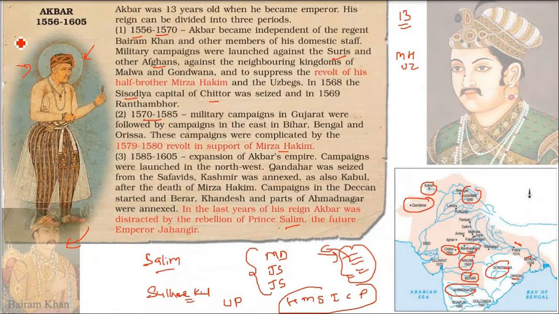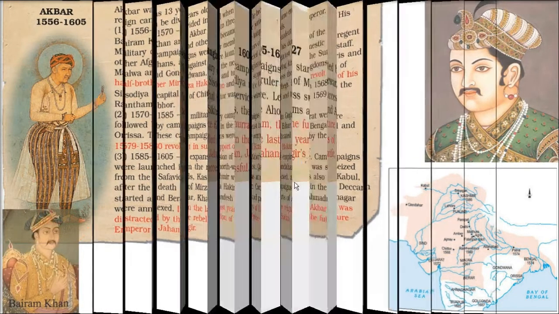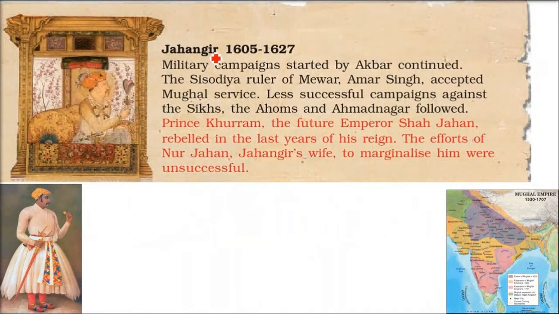Now one more thing is Abul Fazl. He wrote the Akbar Nama, which is in 3 volumes. The third volume is Aine Akbari. Everything is written there. Now coming to Jahangir.